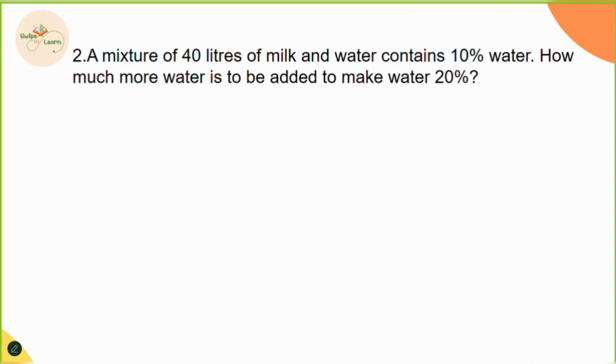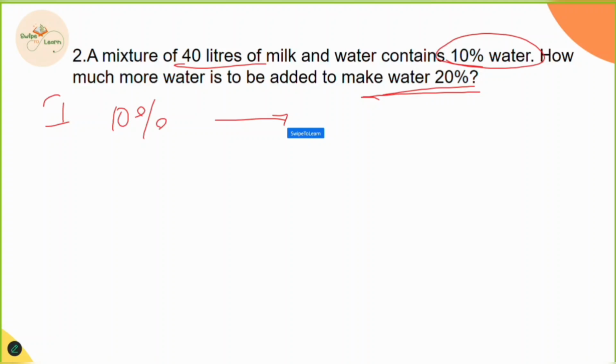Our next question: a mixture of 40 liters of milk and water contains 10% water. How much more water is to be added to make the water 20%? When percentages are given, we can solve it very easily. Initially it's given as 10%. For percentages, we always consider the total as 100%. And for 100%, the initial water is 10. We need to make it 20.